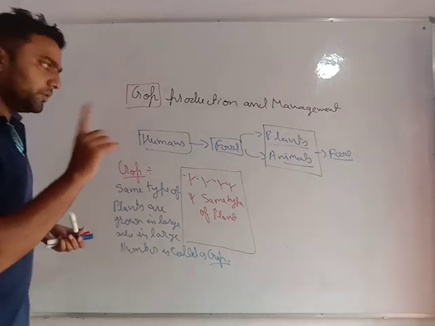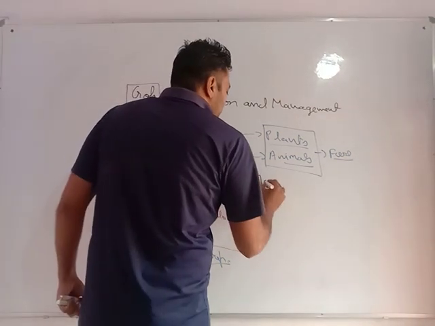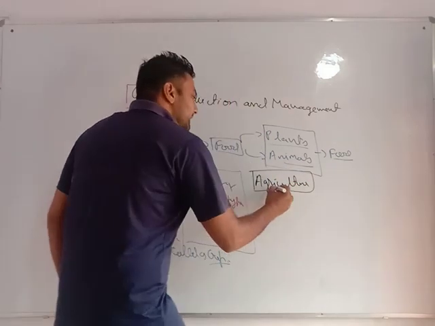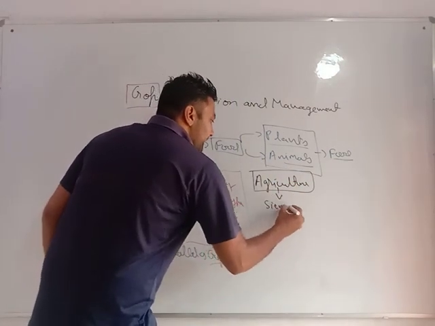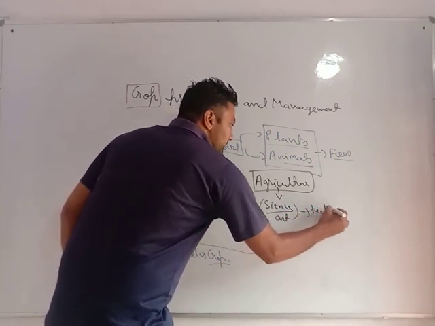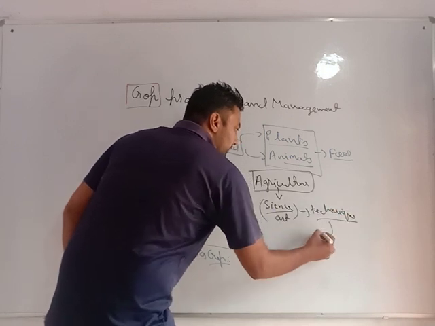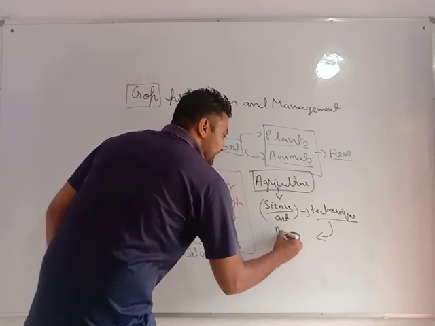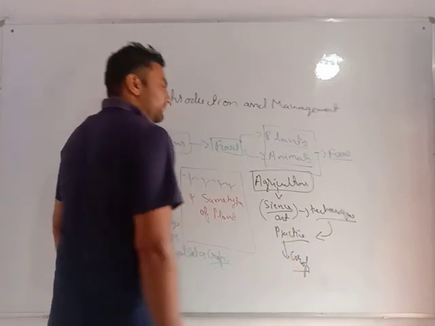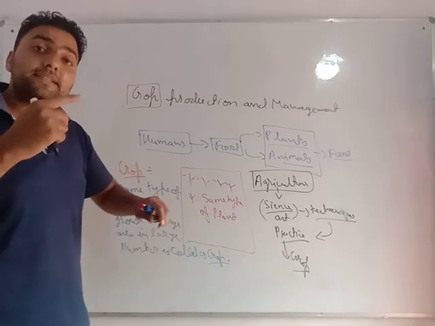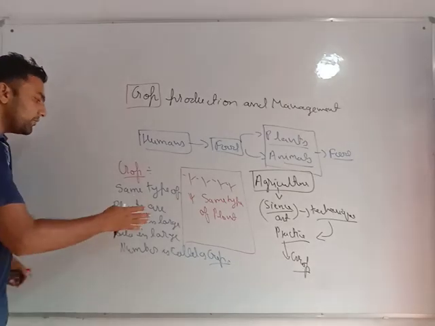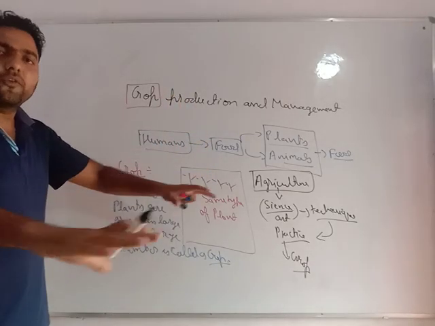See my dear friends, don't get confused between crop and agriculture. What is agriculture? Agriculture is a science or art or technique, or you can say practice, to grow a crop. Agriculture is the process of growing a crop, okay? And crop is the same type of plants grown in a field, okay?